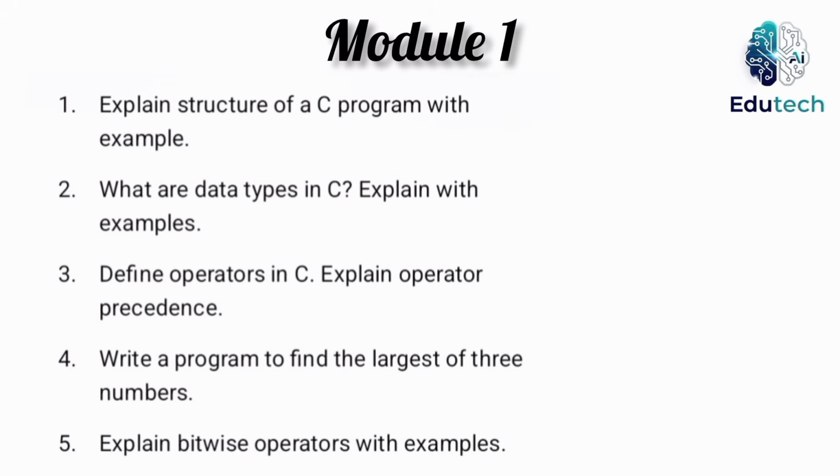Third question. Define operators in C. Explain operator precedence. Operators perform operations like plus, minus, multiply. Precedence decides which runs first.